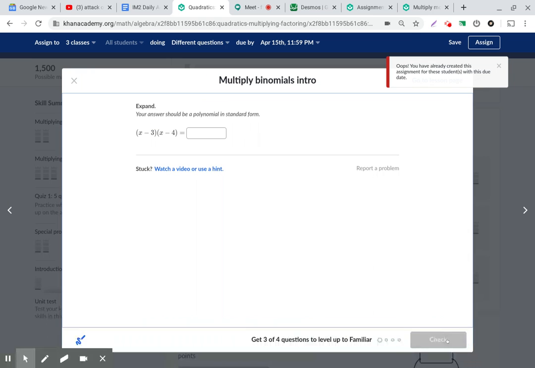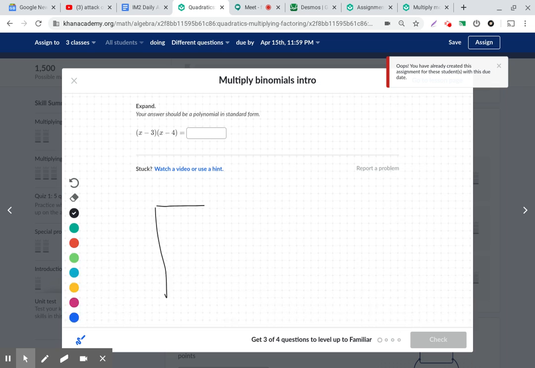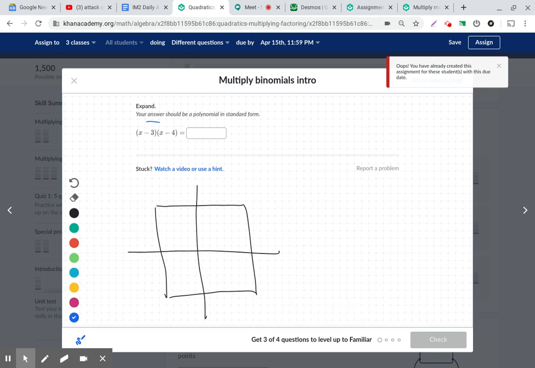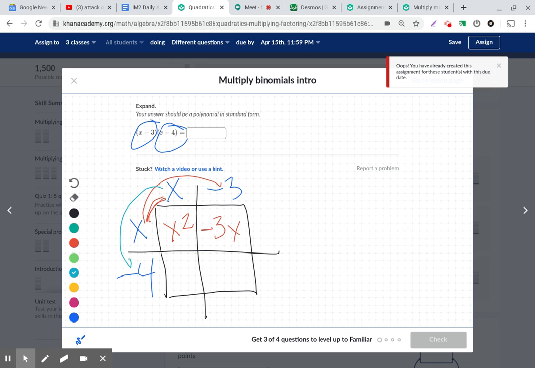So for this one, you want to make a box, right? Call it the area model, but let's call it a box, whatever. And then on the top, I'm going to put x and then -3. And on the other side, I'm going to put the other one, x and -4. Then I'm going to multiply x times x. It's going to be x squared. Then I multiply these two. That'd be -3x. Then I'm going to multiply this times that, -4x. And then multiply this times that.